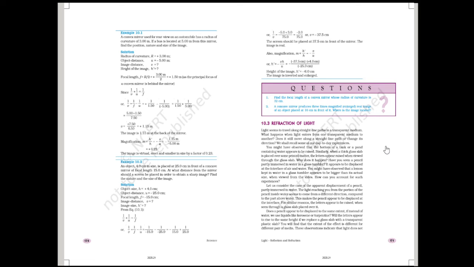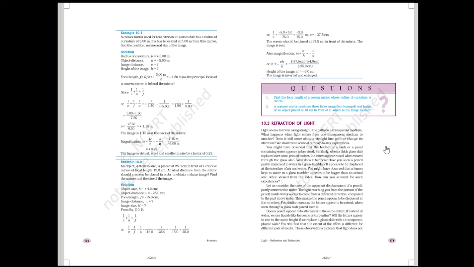So does a pencil appear to be displaced to the same extent if instead of water we use a liquid like kerosene or turpentine? Will the letter appear to be raised to the same height if we place the glass slab within a transparent plastic slab? You will find the extent of the effect differs for a different pair of media.